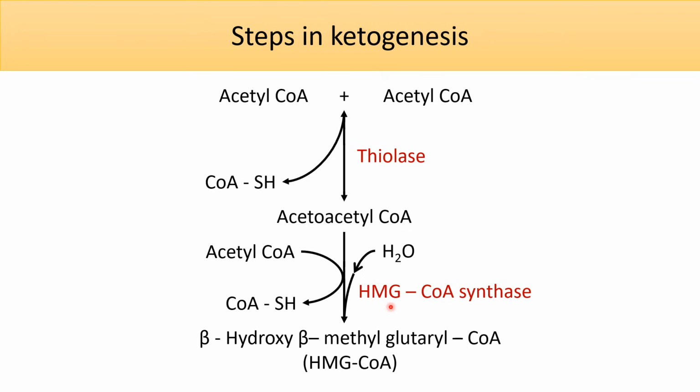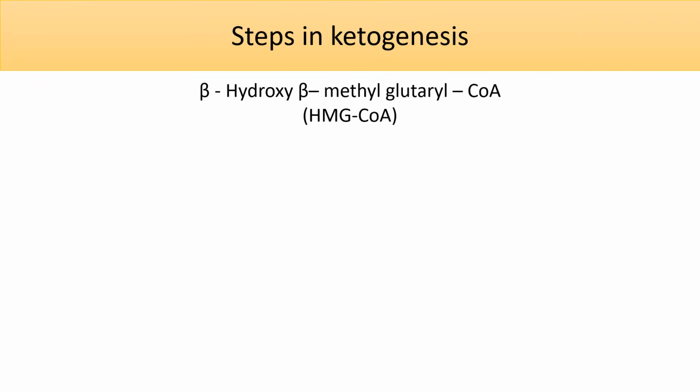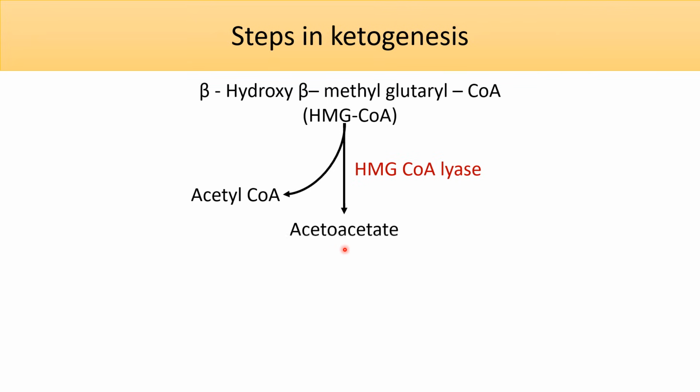This step is the rate limiting step of ketogenesis. Okay, so the rate limiting enzyme for ketogenesis is HMG-CoA synthase. It's a very important point. HMG-CoA synthase is the rate limiting enzyme for ketogenesis. So now HMG-CoA is formed. Next, we are going to remove acetyl-CoA from HMG-CoA by an enzyme called HMG-CoA lyase. So HMG-CoA lyase is going to remove acetyl-CoA from HMG-CoA, and the remaining molecule is called acetoacetate. This acetoacetate is the first ketone body to be produced in ketogenesis.